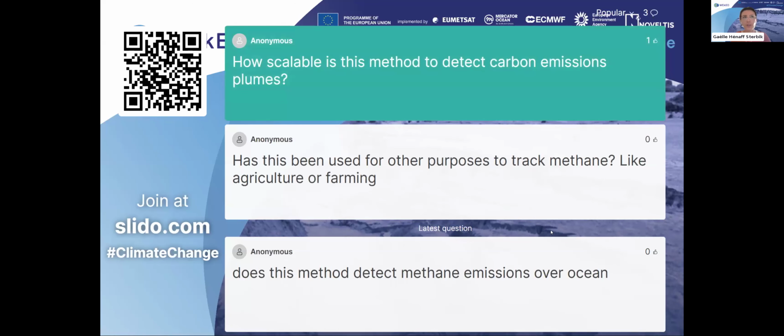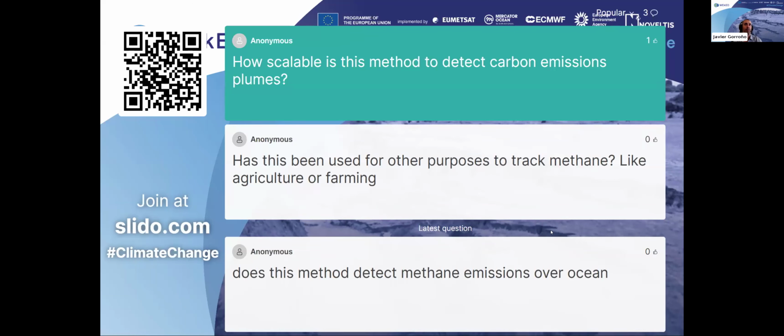The next question and the one after that are kind of the same. How scalable is this method to detect carbon emissions plumes? And also, has this been used for other purposes to track methane, like agriculture or farming? So, is there another use of the? So do they mean CO2 emissions? Yeah, I guess so.